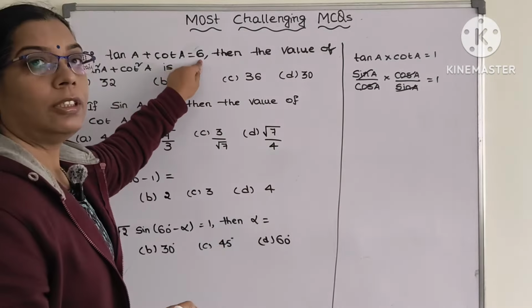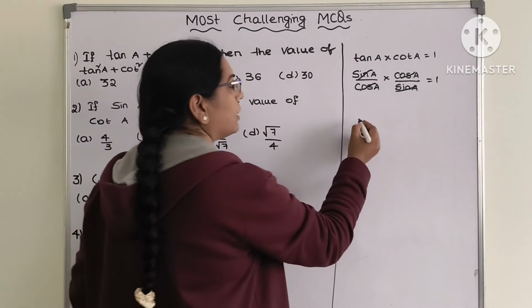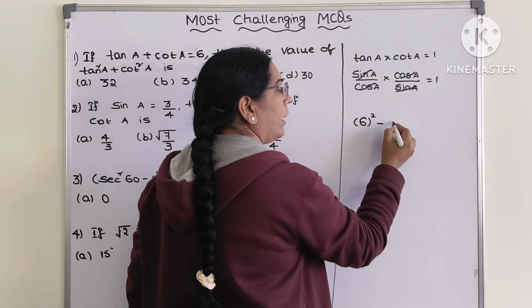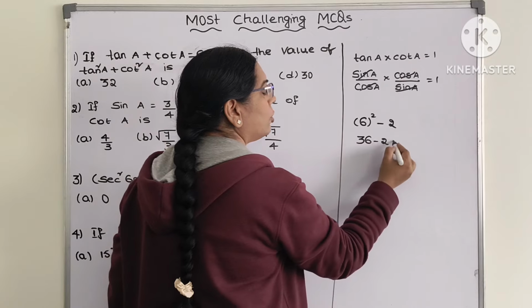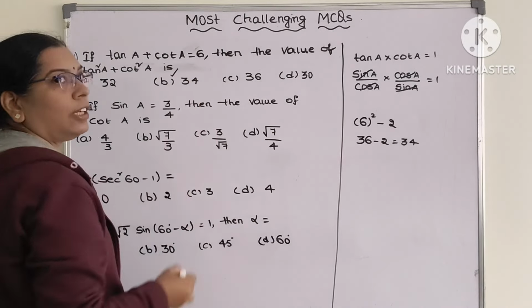What you have to do? This is the short trick, children. 6. What is the value they gave? 6. Square 6, and subtract always 2 from it. So the answer is 36 minus 2, which is 34. So the correct option is 34.